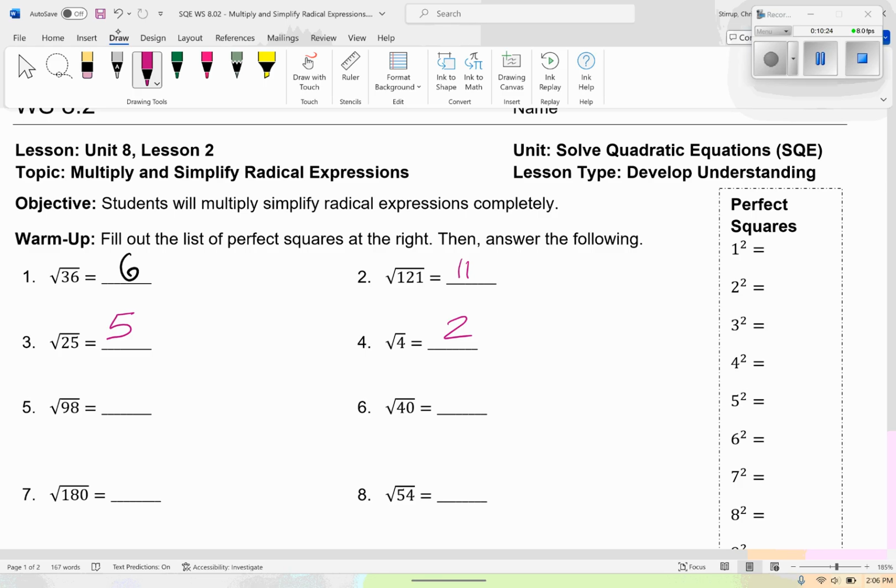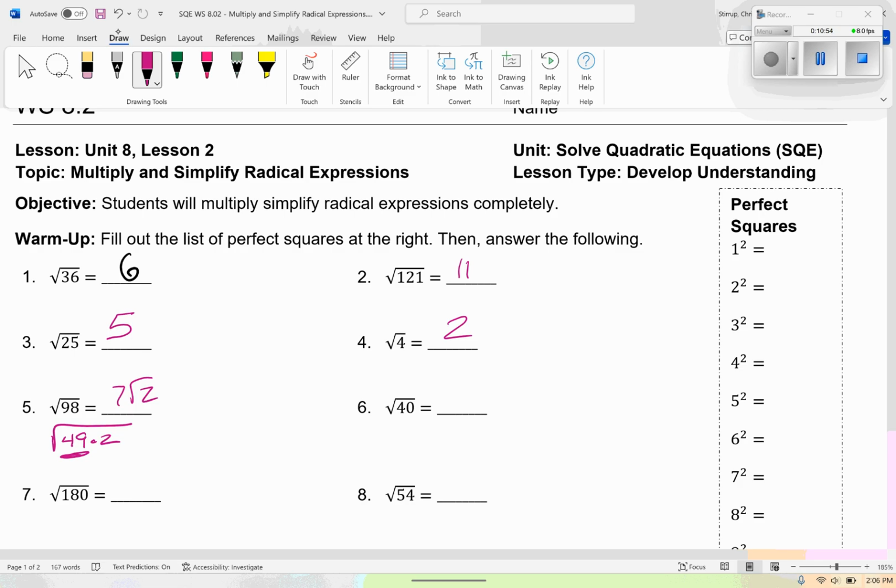Then 5, we have to start breaking them up, right? All right, so what times what? What's the biggest perfect square using that, starting from the bottom? What breaks up to be 98? 49? Yes, it is. 49 times 2. 49 is the perfect square, yes? So I get 7 square root 2.